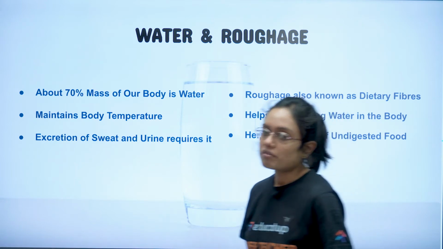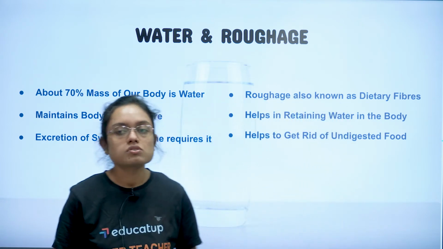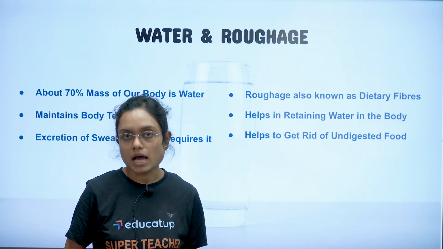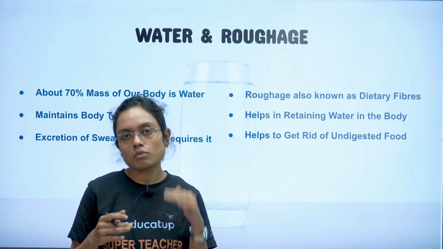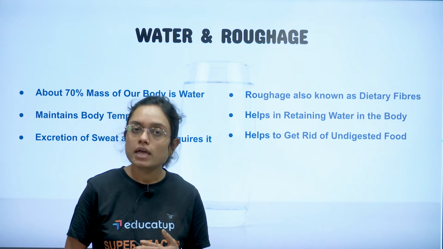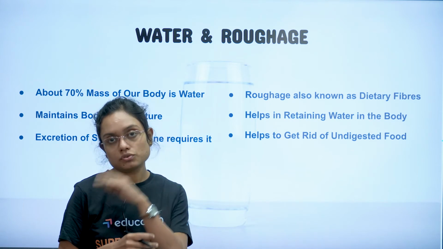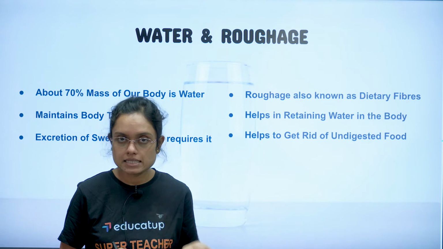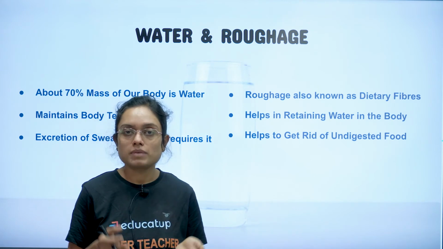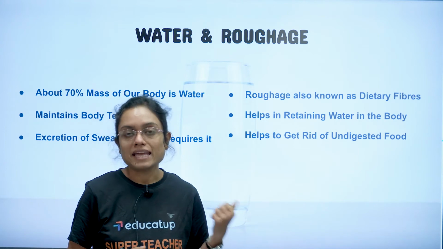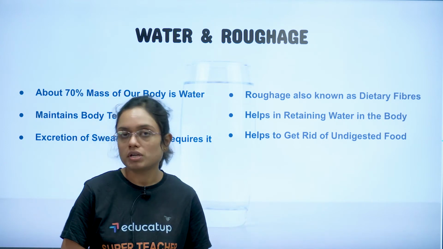If we talk about roughage, roughage is also known as dietary fibers. They help in retaining water in the body. आपकी body में पानी की एक normal quantity बनी रहे, उसमें भी roughage help करता है. Then it also helps to get rid of undigested food. You know that when we consume food, some part of it is digested and absorbed, but some part remains undigested. So to get rid of the undigested food, dietary fibers or roughage are very important.